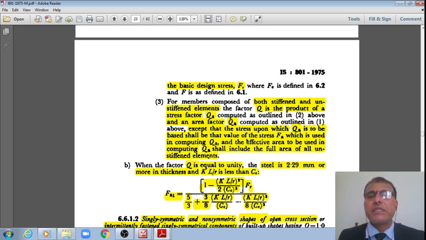Except that the stress upon which QA is to be based shall be that value of the stress FA which is used in computing QS, and the effective area to be used in computing QA shall include the full area of all unstiffened elements.